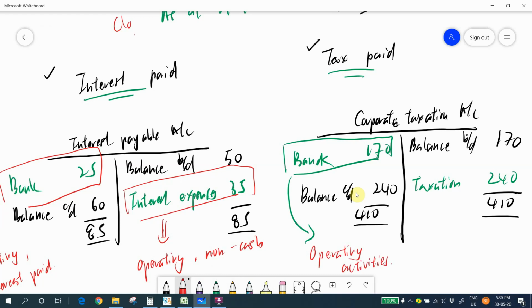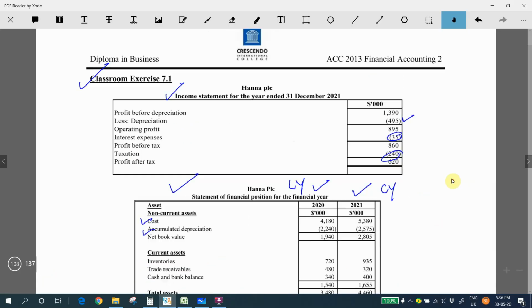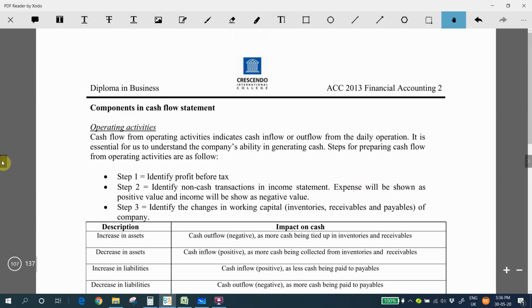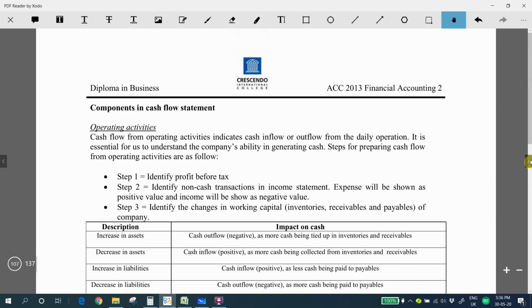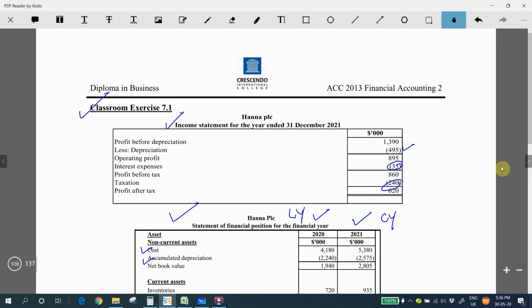And you may ask a question, sir, how about this taxation? Do we need to show it in our cash flow statement? The answer is no. We are not required to show our taxation in the cash flow statement. Why? Let's look at the presentation. The presentation of the cash flow statement starts from what? Profit or loss that is before tax. So since you have used the before tax amount as the starting point, you are not required to adjust the taxation anymore.